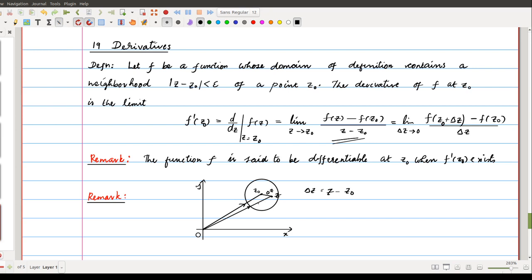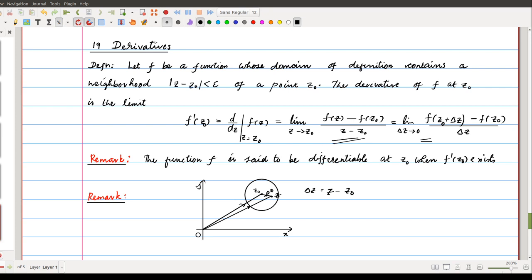Now, what is the meaning of this limit, or are both these limits equivalent? By substituting z minus z0 as delta z, you will get this formula. So as delta z tends to 0, that means this difference tends to 0, or equivalently z tends to z0. We will discuss the limit for which z tends to z0, and the quotient (f(z) - f(z0)) divided by (z - z0) should be a finite quantity. That is the meaning of this limit.